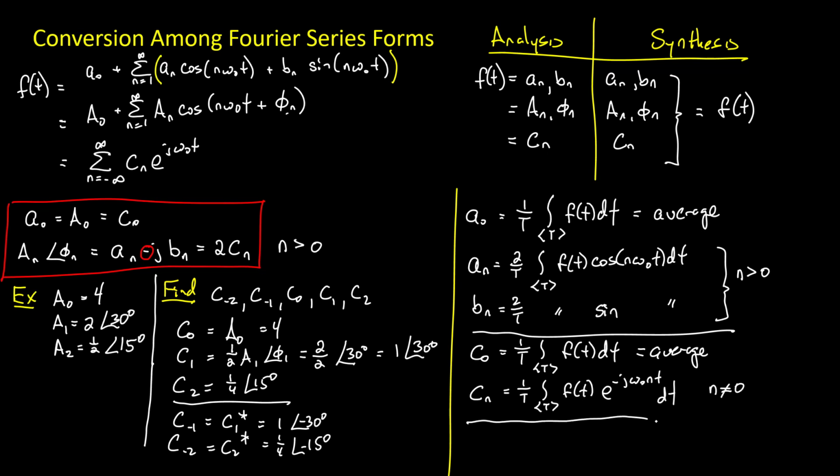Notice that there is no analysis equation for the polar form, A sub n, phi sub n. Instead, if you need to compute that, find your complex exponential terms, and then use this equation, just the reverse of this example, to find those A sub n, phi sub n terms.